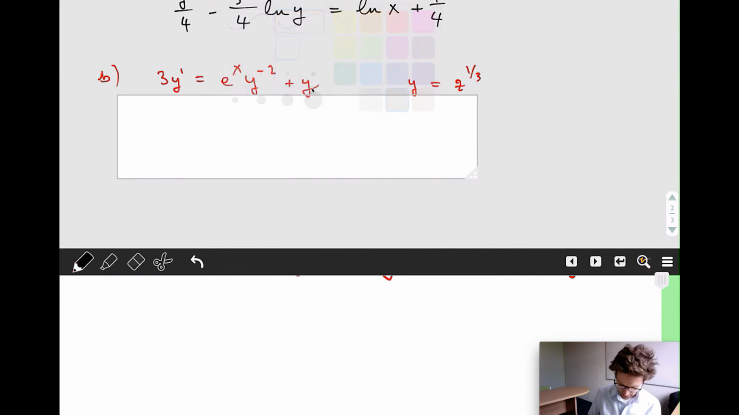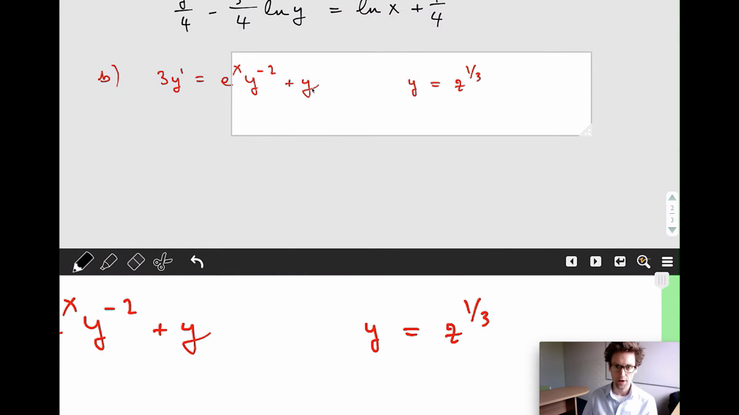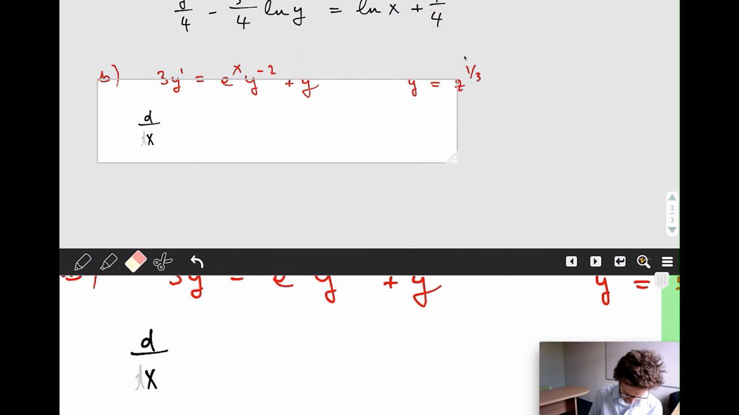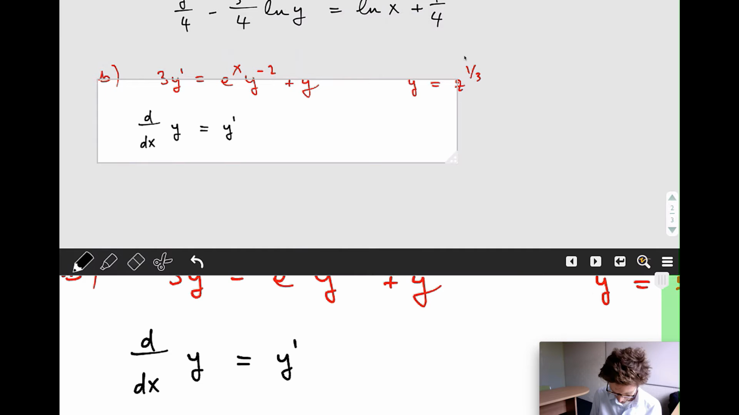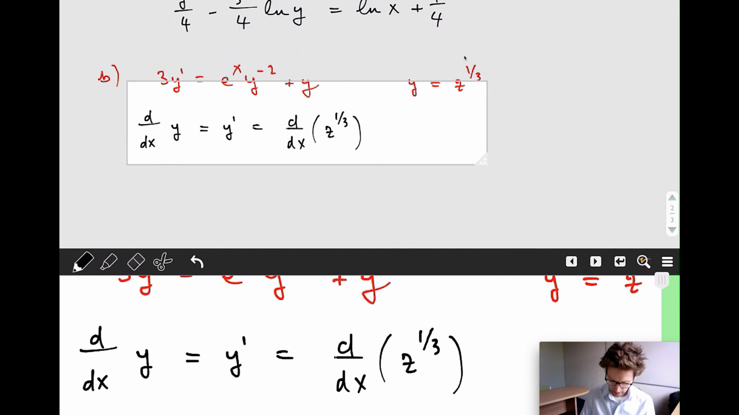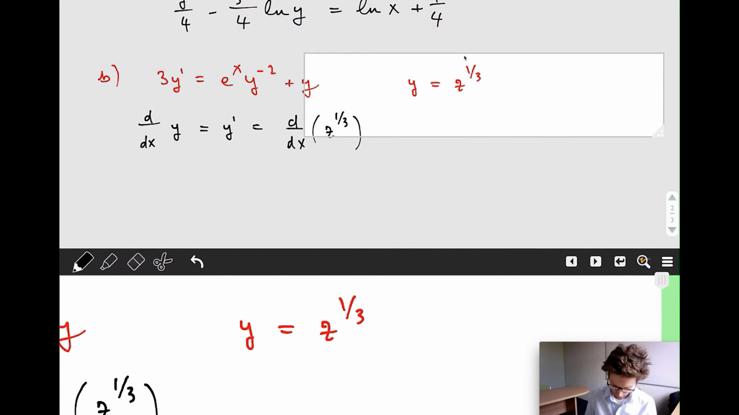So to do that, I need to take the derivative of both sides of my substitution. So the derivative with respect to x of y, that is y prime, is equal to the derivative with respect to x of z to the power of 1/3. Now we're thinking about z here as a function of x.